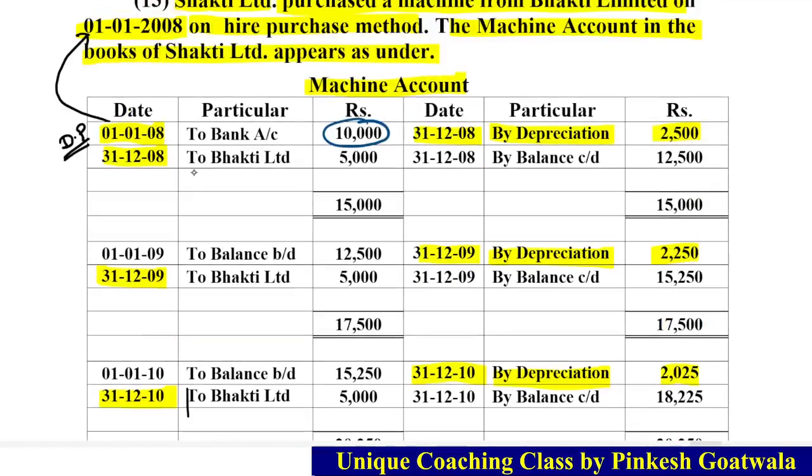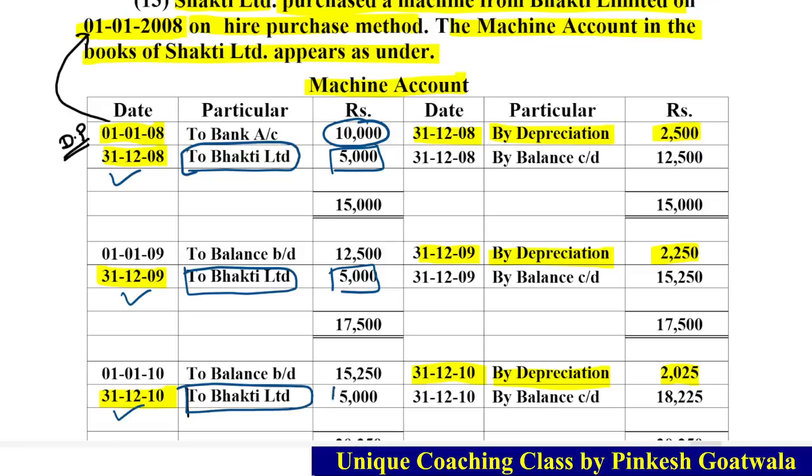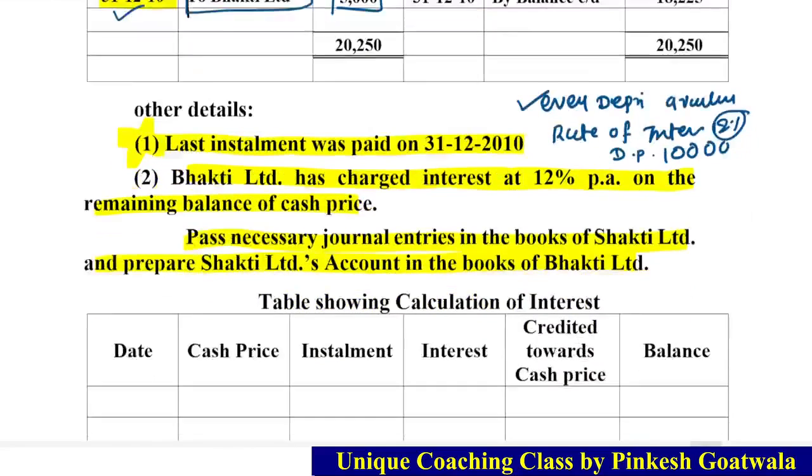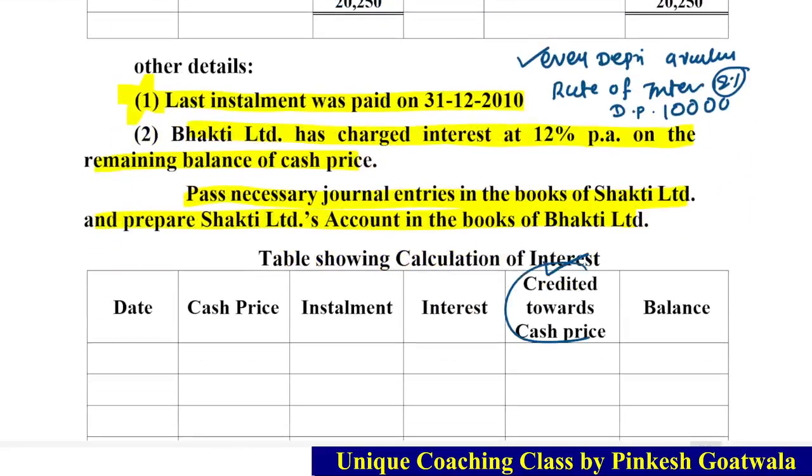Here look, Bhakti account is given, and the amount is 5,000 on 31st December 8. 31st December 9, same Bhakti account given, amount 5,000. 31st December 10, Bhakti account, amount 5,000. So it is the amount of net payment on this particular date. The payment made on this particular date is this amount. Which payment? I told you net payment means credit towards cash price. This amount is given. Clear these points?